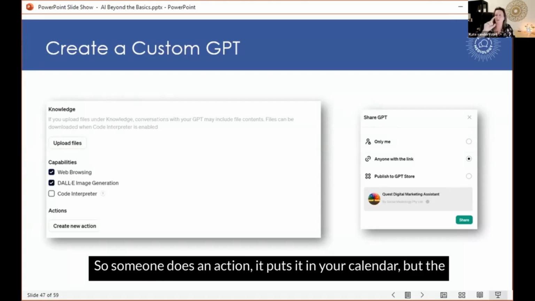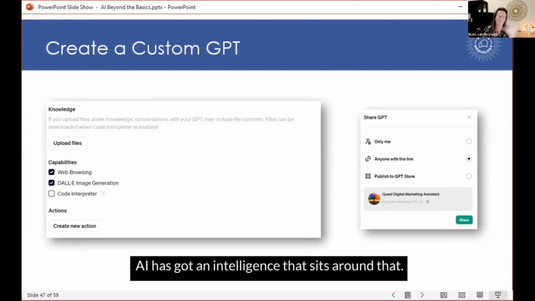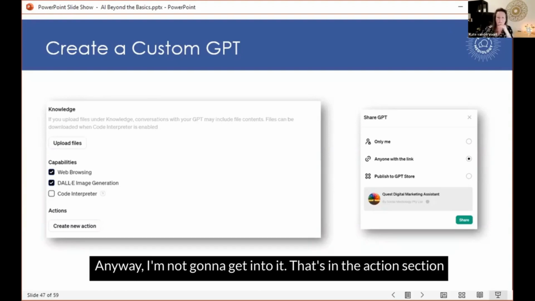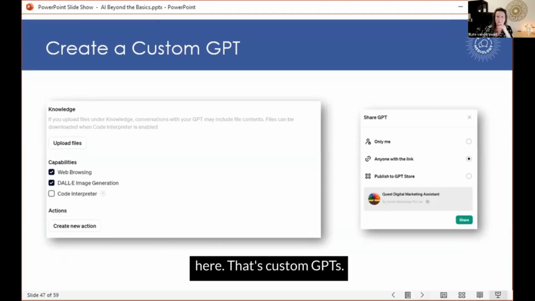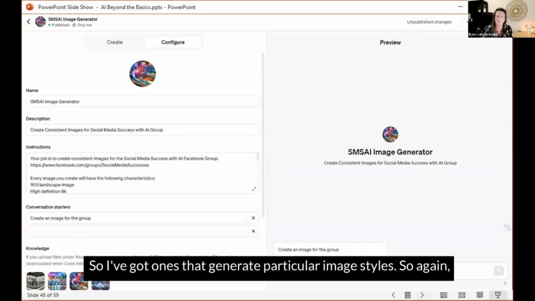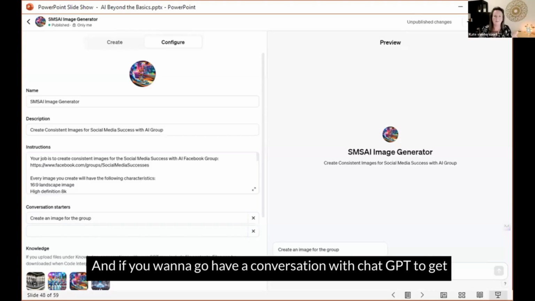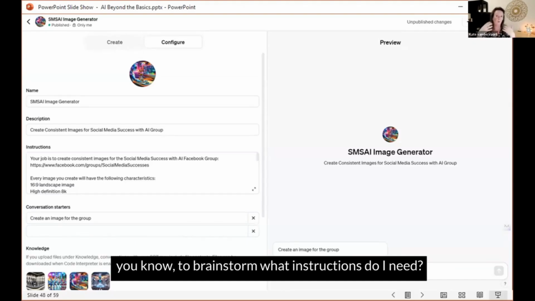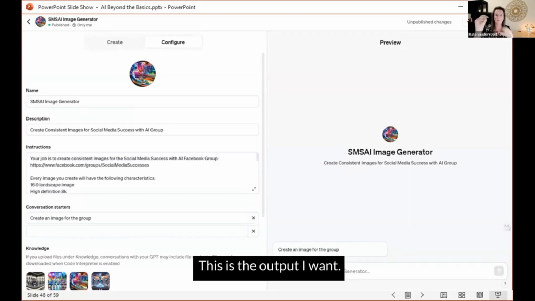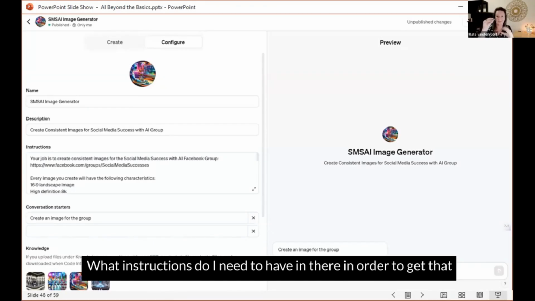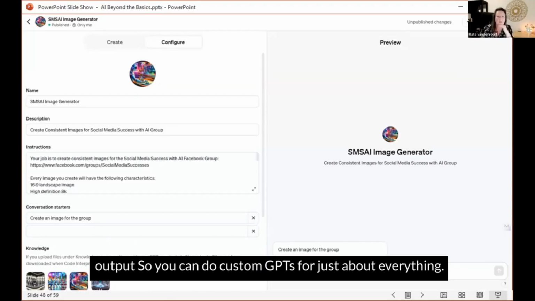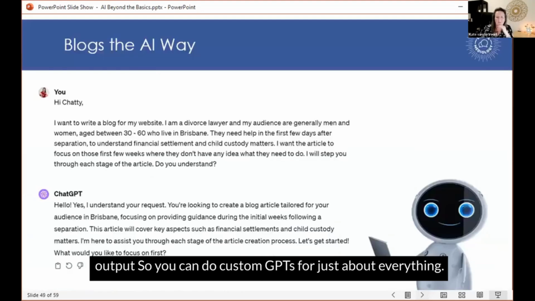So someone does an action, it puts it in your calendar. But the AI has got an intelligence that sits around that. Anyway, I'm not going to get into that, it's in the action section here. That's custom GPTs. So I've got ones that generate particular image styles. So again, you want to just tell it, your job is to do X. And if you want to go have a conversation with ChatGPT to brainstorm, what instructions do I need? This is the output I want. What instructions do I need to have in there in order to get that output? So you can do custom GPTs for just about everything.